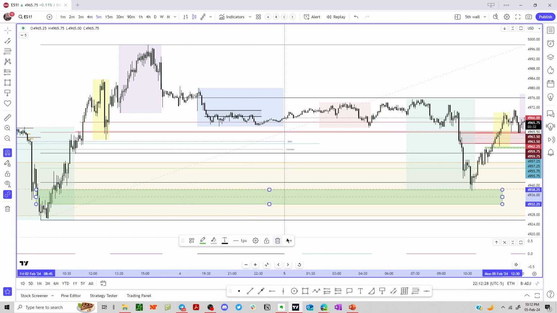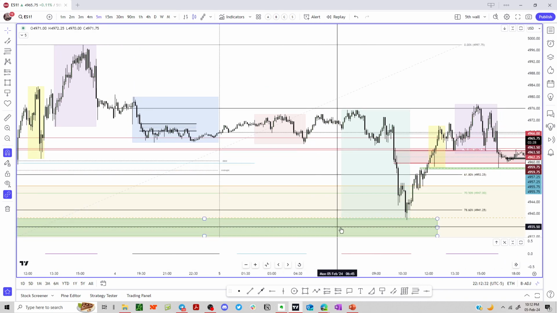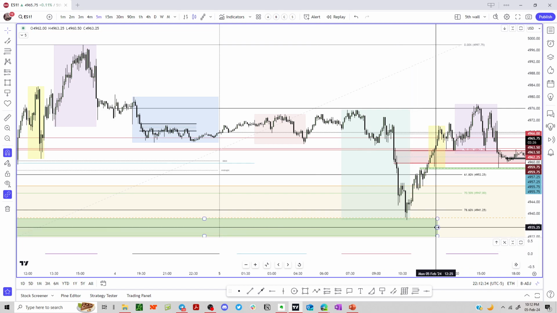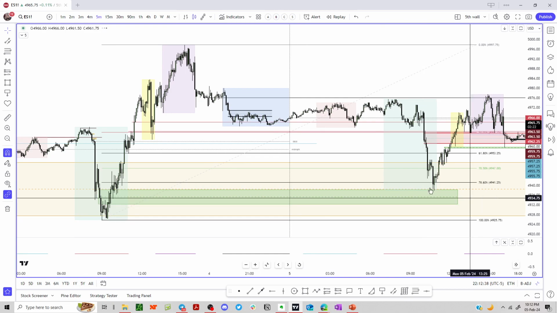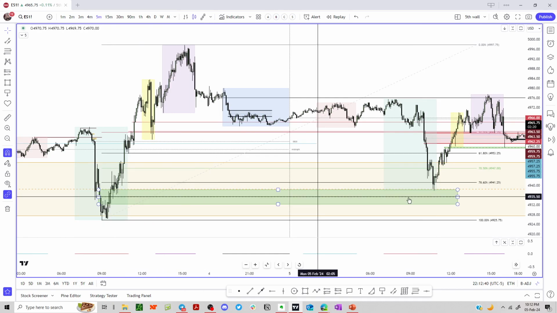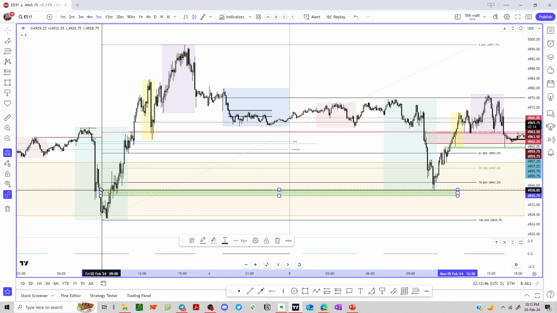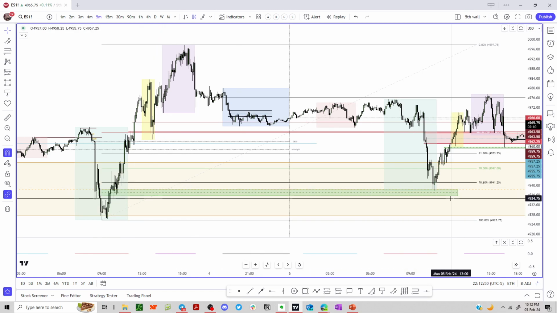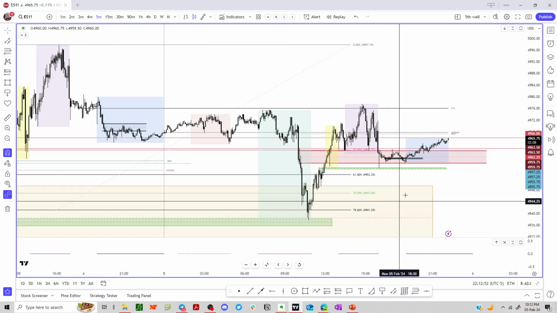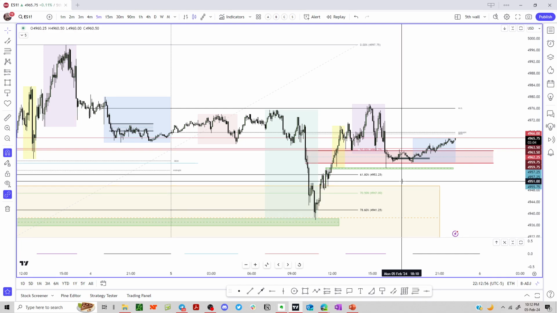All right, so obviously took a different approach today. Whatever, right? So you can see entry. Anyway, this right here is a 4-hour fair value gap.